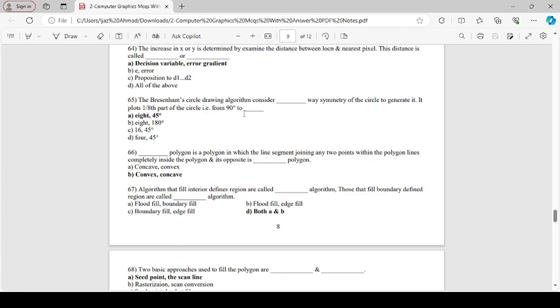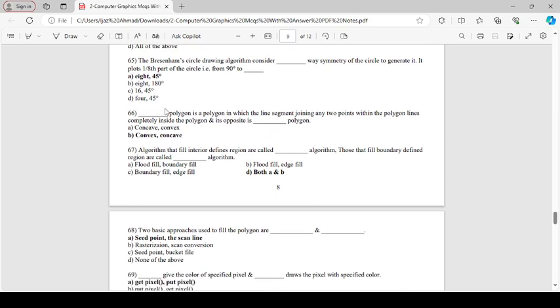The Bresenham circle drawing algorithm considers the symmetry of a circle to generate it. It plots 1/8 part of a circle, from 90 to 45 degrees. A convex polygon is a polygon in which the line segment joining any 2 points within the polygon lies completely inside the polygon, and its opposite is a concave polygon.